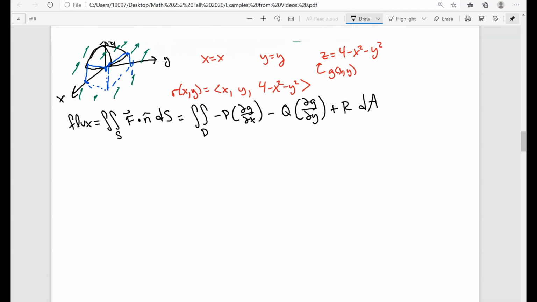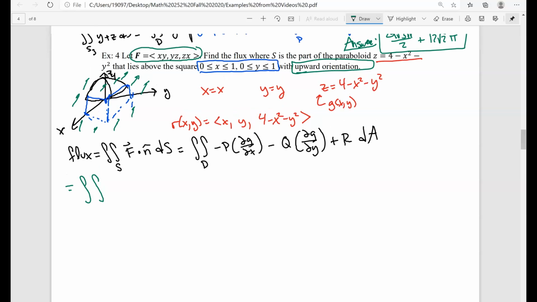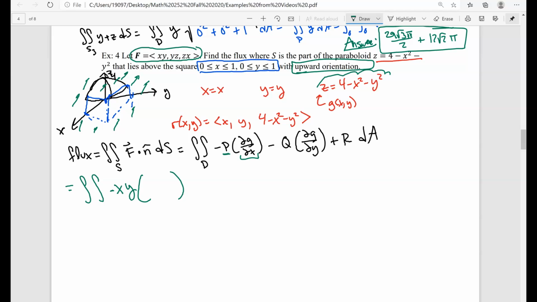So now all we really have to do is plug everything in. We're going to take the double integral of negative P, which is the first component of my F vector. It's going to be xy. Negative that, multiplied by the partial derivative of g. Remember, g was this guy, so the partial derivative of g with respect to x will just be negative 2x. Minus Q, and Q in this case would be the middle one, yz. Now we have to be careful because there's no z's in here. Okay, so z doesn't exist.